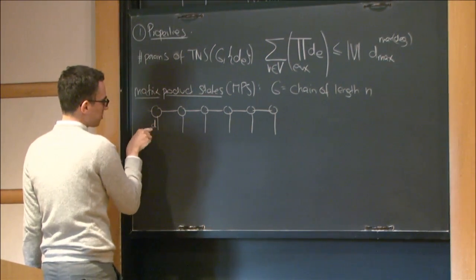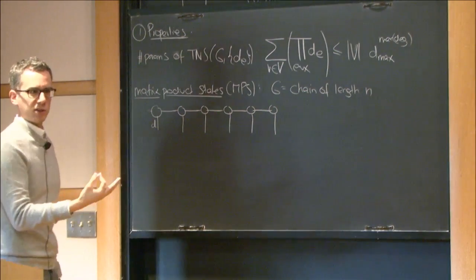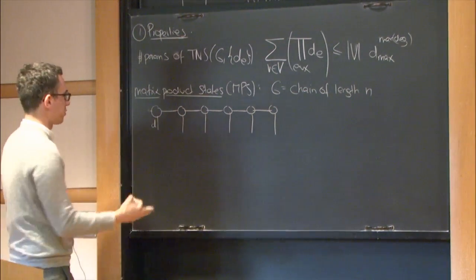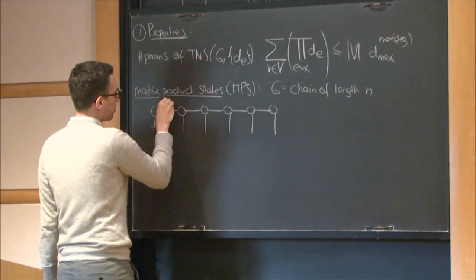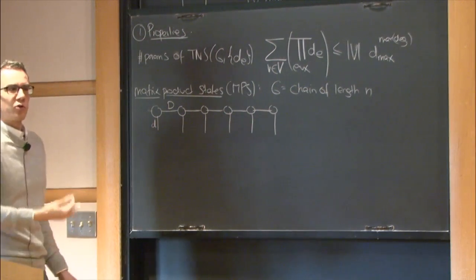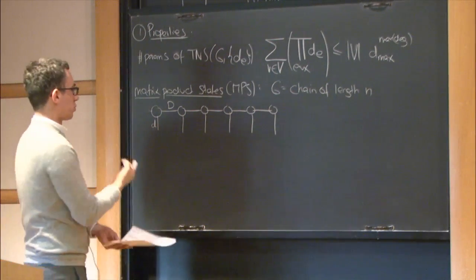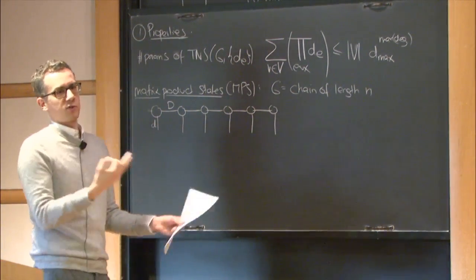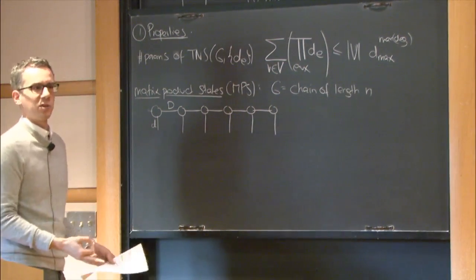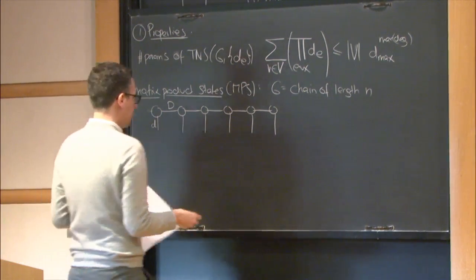customarily one has some dimension little d here, which is fixed by physics. For example, you have some spin 1/2 system, then this d is 2. And this capital D is something you get to choose, and you're trying to minimize it. If it's not too large, then this is an efficient representation. If it's too large, well, you can represent any quantum state, but it's not so interesting.